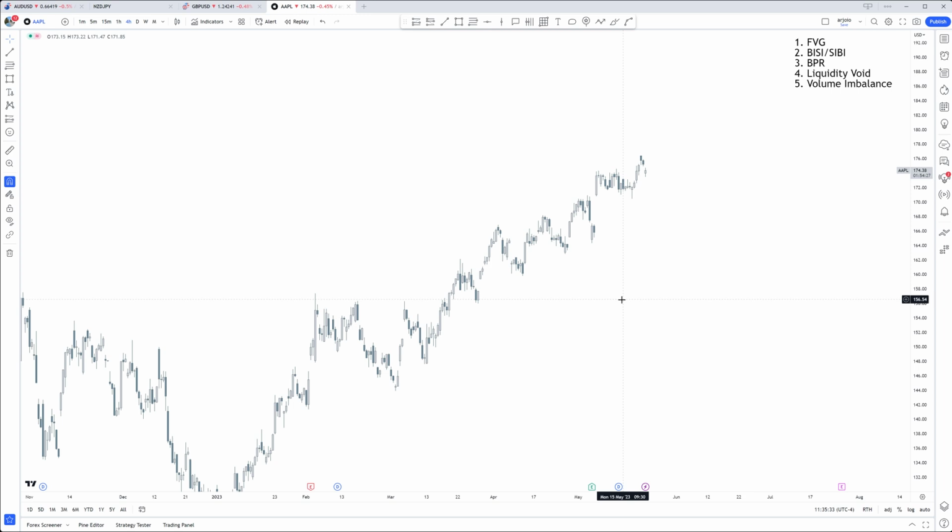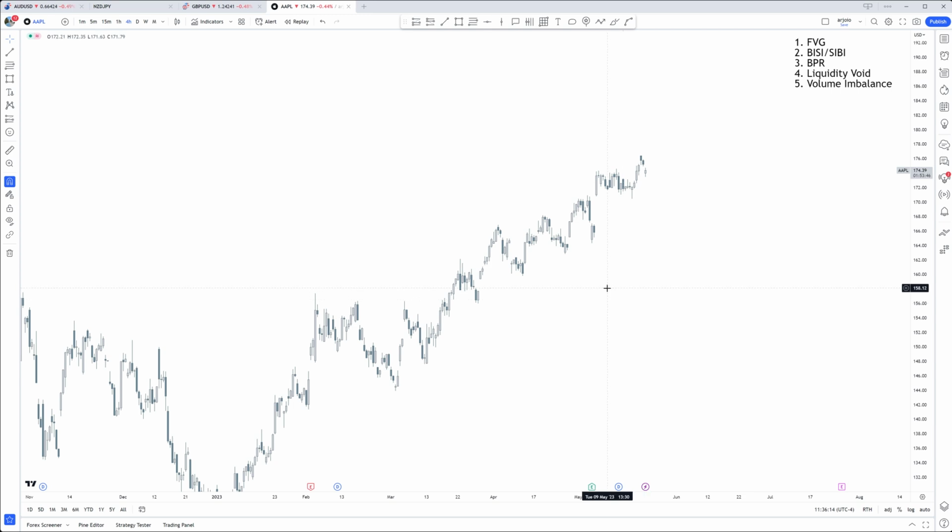The difference between a fair value gap and a liquidity void: with a fair value gap, there has been one-sided delivery, meaning we have either a buy-side imbalance or a sell-side imbalance. With a liquidity void, there was no buy-side nor a sell-side imbalance. So there was no delivery of price action at all. It is a gap in the market. It is a liquidity void. There was no price delivery at all.